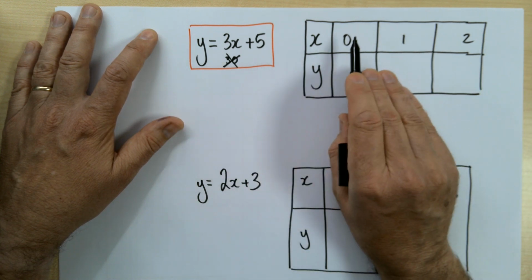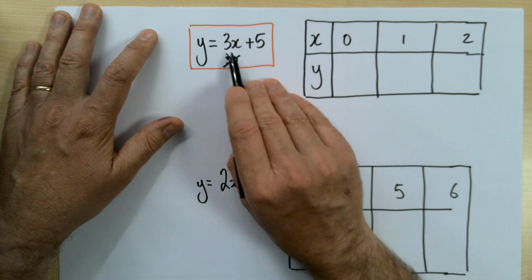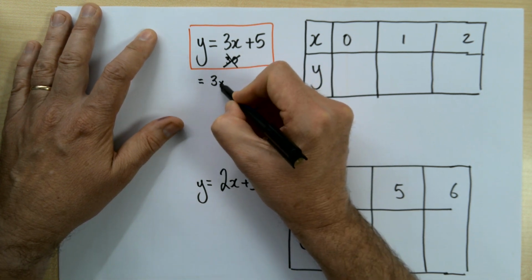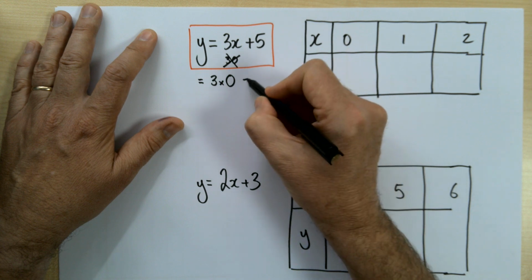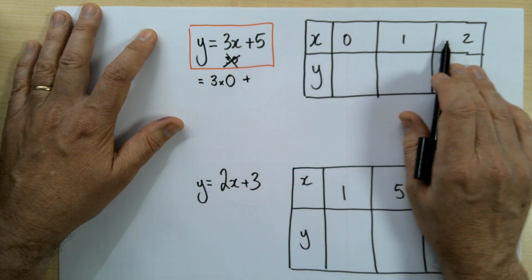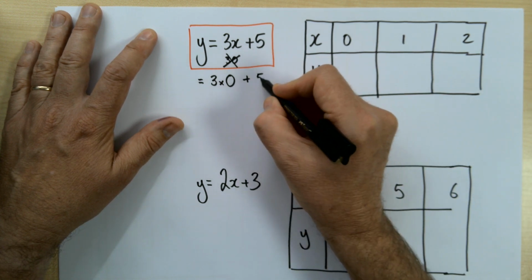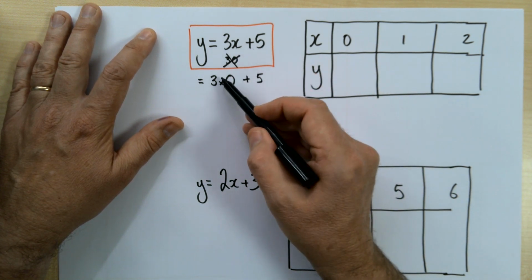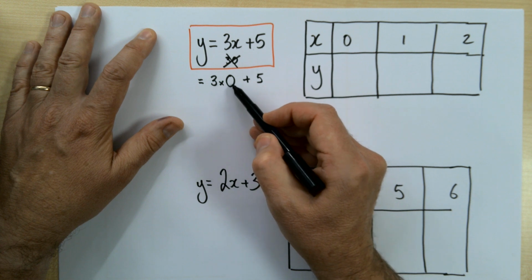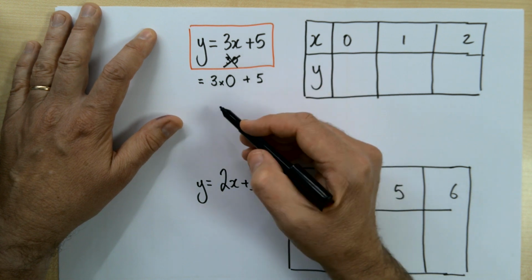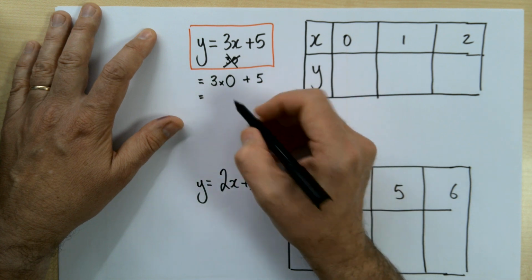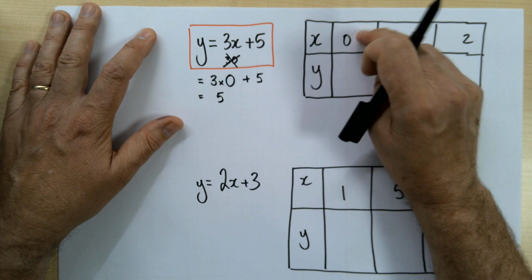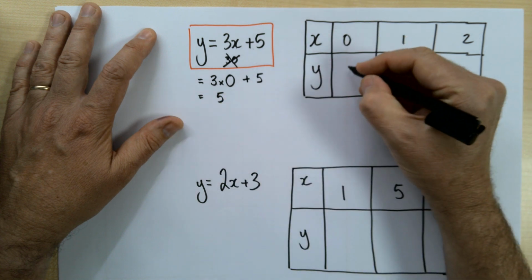x is 0, so that's going to be 3 times 0. It's still plus 5. No matter what this is here, that plus 5 just keeps on coming down. We don't change the plus 5. It's 3 times whatever x is, so in this case it's 3 times 0. 3 times 0 is 0, and 0 plus 5 is 5. So my y value for when x equals 0 is 5.